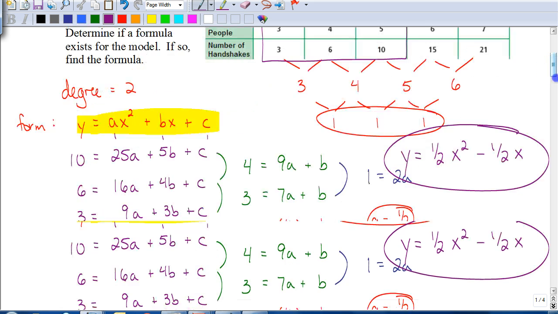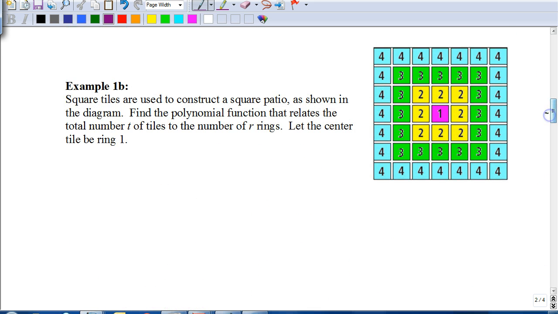Okay, so let's try another one. This time they don't even give us any table, they just give us some information here. It says square tiles are used to construct a square patio as shown in the diagram. Find the polynomial function that relates the total number of tiles to the number of rings. We'll let the center tile be ring 1. Okay, so here's what we have.